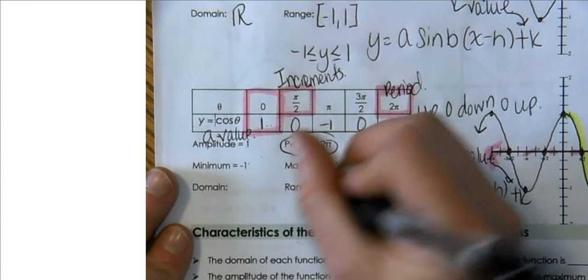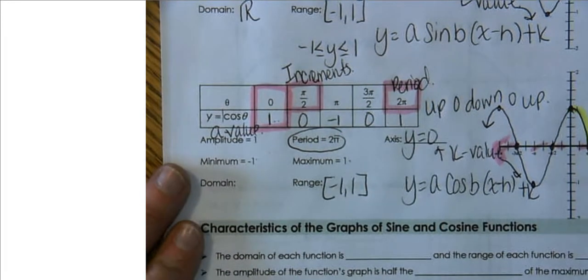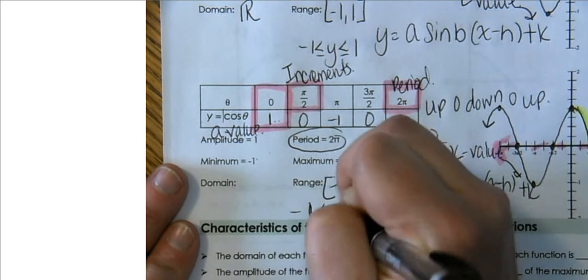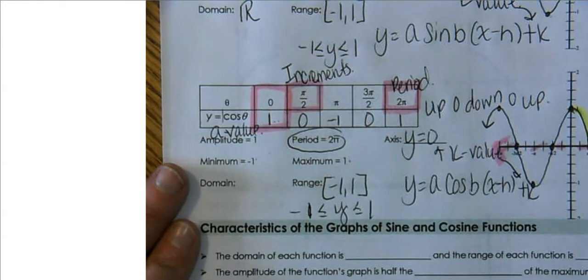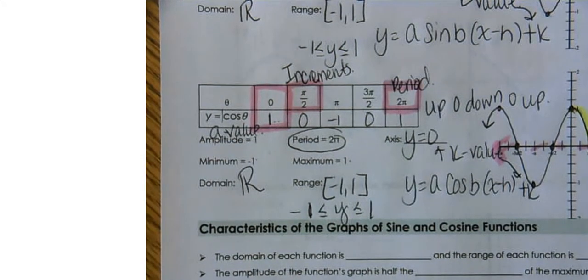Our minimum is still -1, our max is still +1, which means that my range is going to remain the same as sine, where we can write it as -1 is less than or equal to y, which is less than or equal to +1. And our domain is still going to be all real numbers because there doesn't exist a vertical asymptote preventing an x value from working.